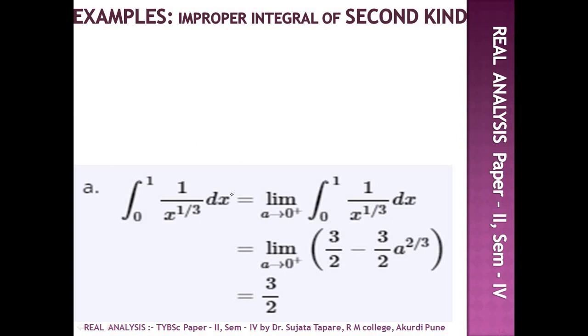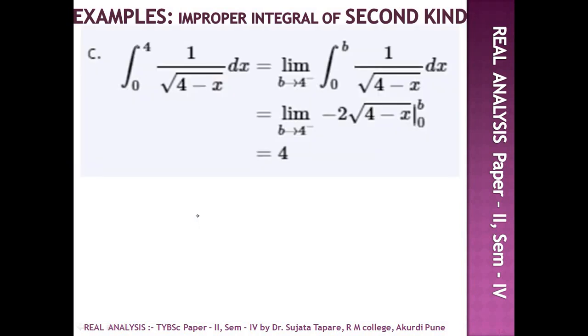Some examples on improper integral of second kind. So integration 0 to 1 dx upon x raised to 1 by 3 is equal to, now this function is unbounded at x equal to 0. So replace this 0 by a, and take limit as a tends to 0 plus integration a to 1 dx upon x raised to 1 by 3. Find the integration, put the limit, answer is 3 by 2, which is a finite, so hence given integral is convergent.